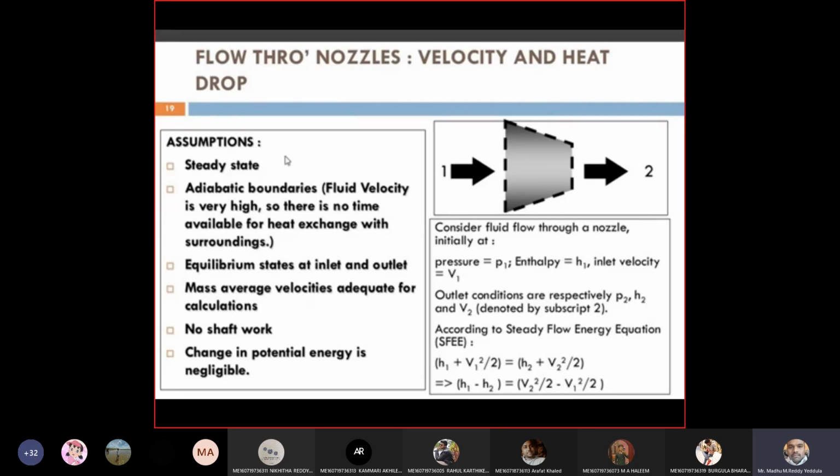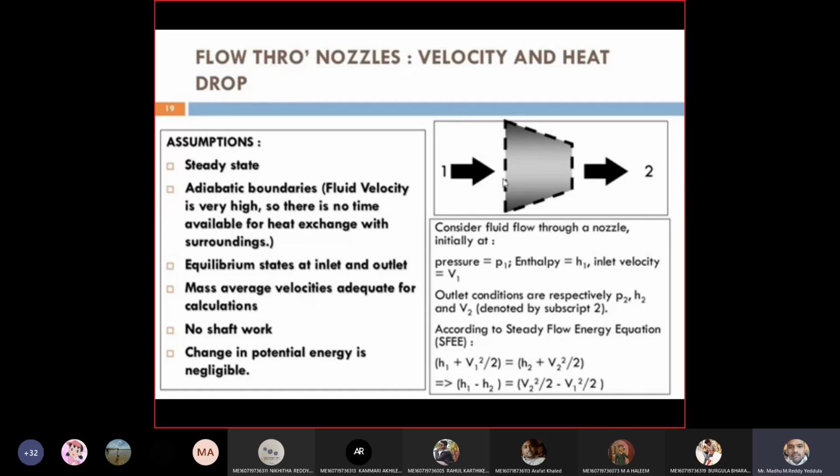The first assumption is that the steam is at steady state. We assume that the nozzle is isolated from the surroundings, that is, adiabatic condition, meaning there is no heat drop from the nozzle, and there is no moving part, therefore work done will be 0. The steam is in equilibrium states at inlet and outlet, and it always obeys the continuity equation; mass flow rate is constant. There is no change in potential energy, as we assume the nozzle is in the horizontal position. These are the assumptions made, and we already studied the steady flow energy equation in engineering thermodynamics.